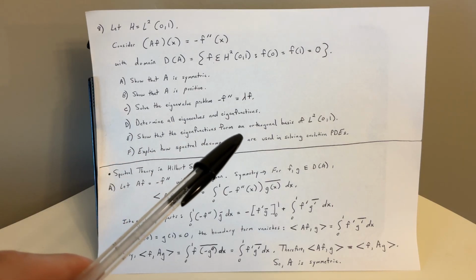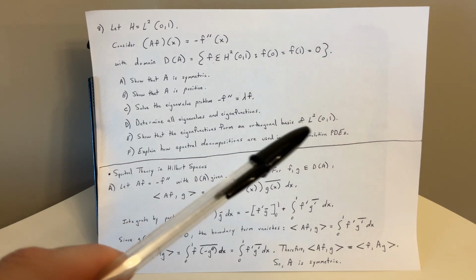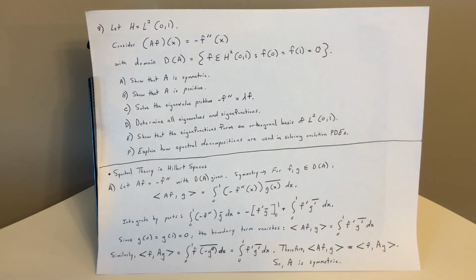show that the eigenfunctions form an orthogonal basis, and explain how spectral decompositions are used in solving evolution PDE. So I'm going to go through this part rather quickly because, my apologies, I'm losing my voice a little bit due to allergies. So, spectral theory in Hilbert spaces. Here's part A, just glossing over it.